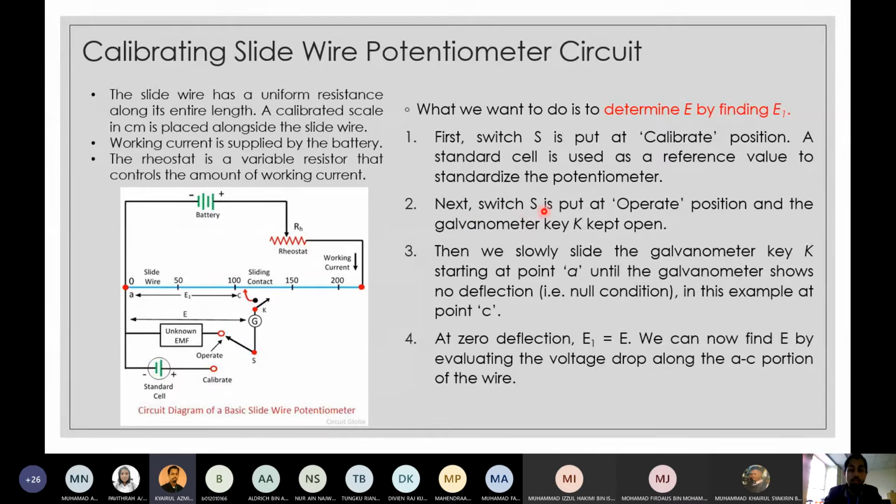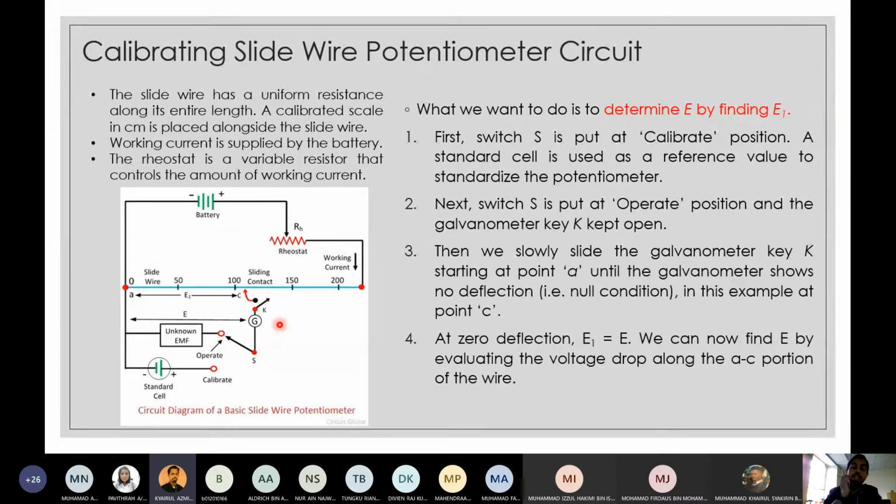Okay, then the next step is the switch S is put at operate position. So you turn the switch to operate position and the galvanometer key is kept open. So you don't connect the galvanometer to the slide wire yet. Then we slowly slide the galvanometer key. We are going to slide from point A up to the point where the galvanometer stops moving.